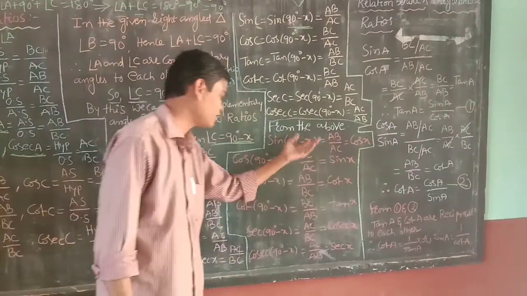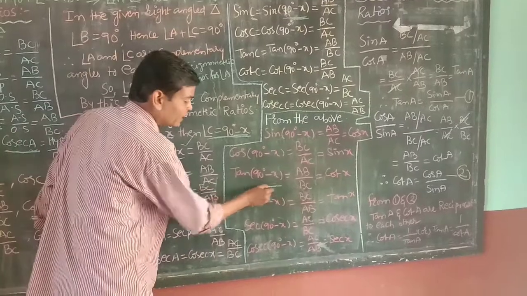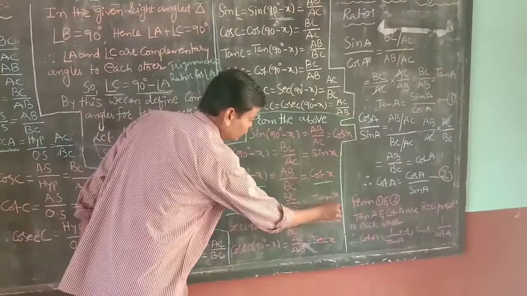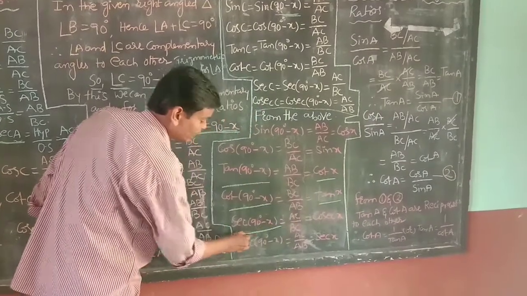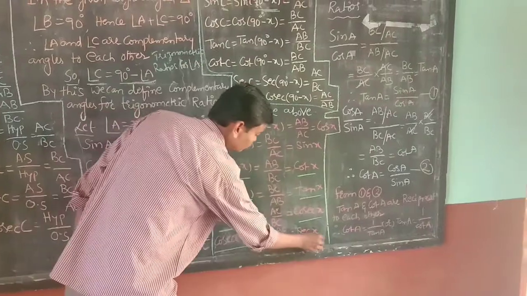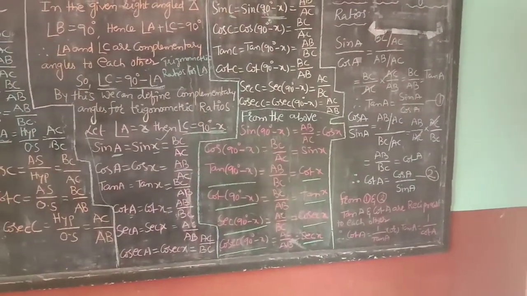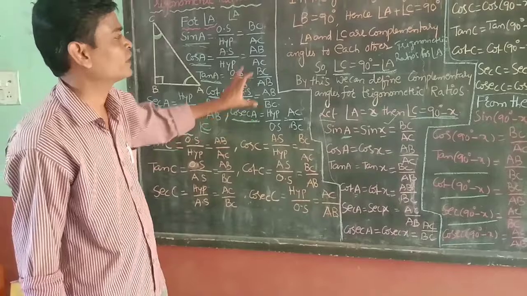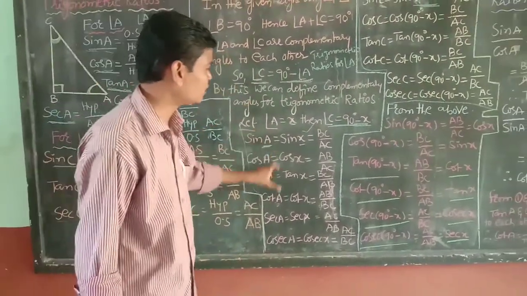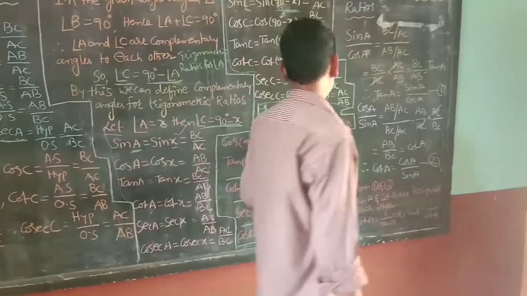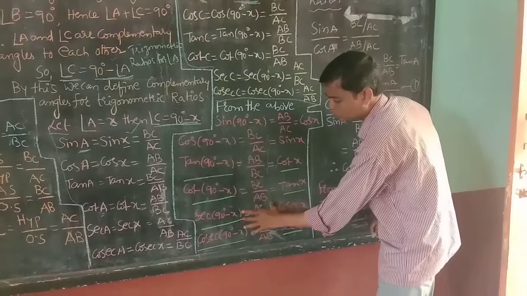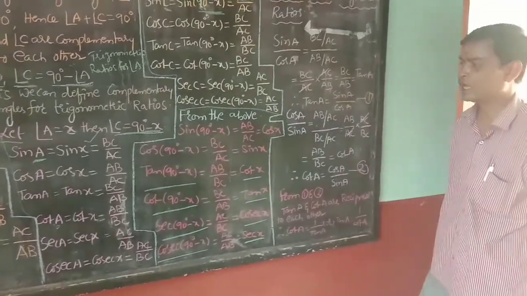So sin x. In the same way, for the remaining ones I also defined tan 90 minus x is equal to cot x, cot 90 minus x is equal to tan x, sec 90 minus x is equal to cosec x, and cosec 90 minus x is equal to sec x. So these are the 6 different trigonometric ratios for angle A and angle C, as well as sin 90 minus x, cos 90 minus x, tan 90 minus x. These are the 6 trigonometric ratios for the complementary angles.